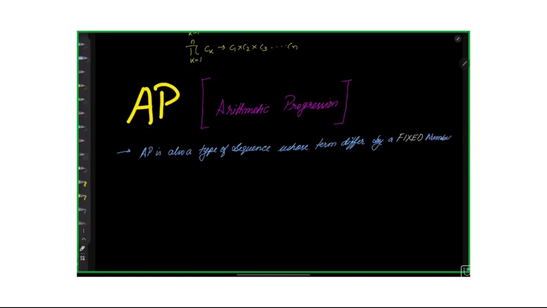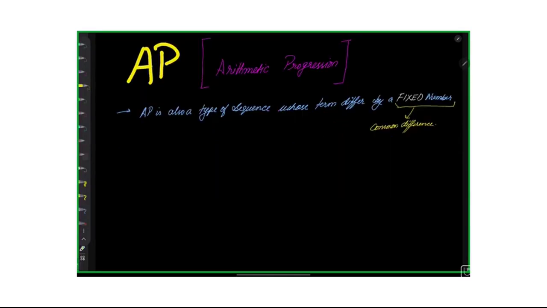And in maths, this fixed number is also termed as common difference, right? Common difference. Now I'll show you a few examples, right? So the fixed number by which it differs is known as common difference. And the first term of an AP is also denoted by a letter, that is A, in mathematical terminology, right? The first term of an AP is denoted by A. And generally common difference is denoted by D, right?